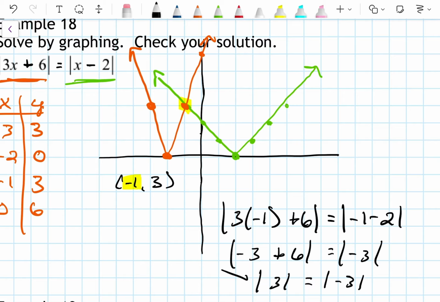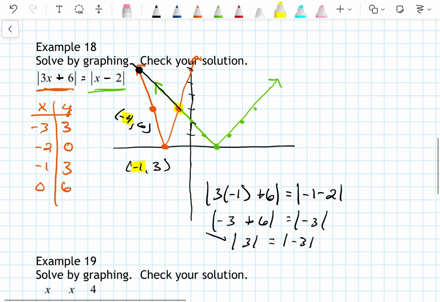So that's true. But look up here. I think we're going to have another spot where they cross right up there. That would be at negative, what would that be? At negative 4, 1, 2, 3, 4, 5, 6. So let's check the negative 4 now, and we'll make sure that that's correct as well.